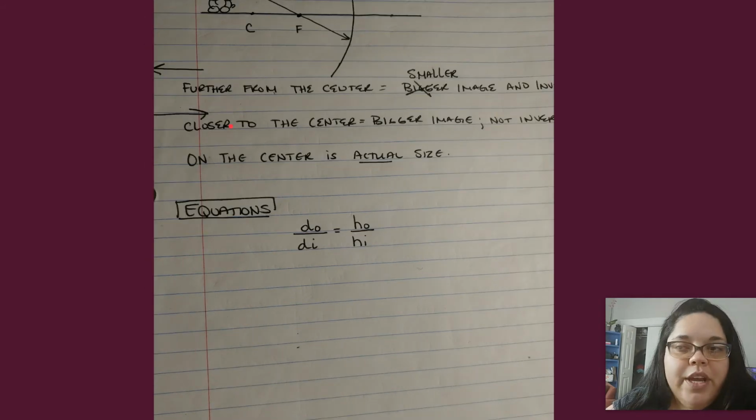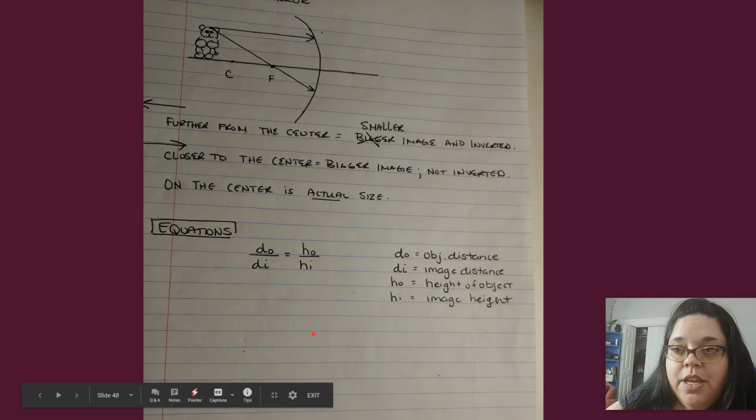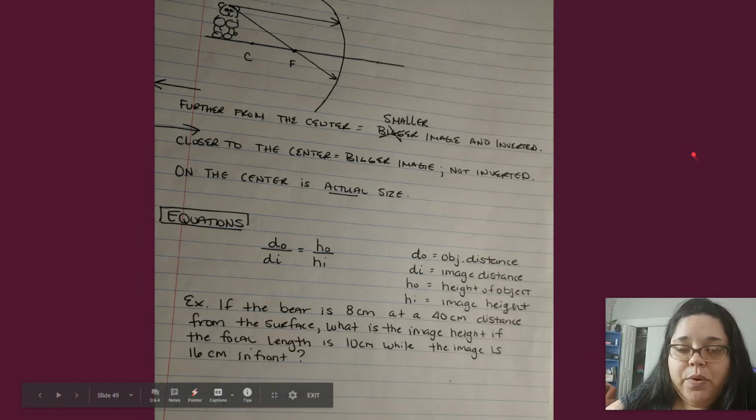So how do you figure out equations? Here's our equation, for mirrors. The object distance over the image distance is equal to the height of the object over the height of the image. So that's what all those are. DO is object distance, DI is image distance, HO is height of the object, and HI is the image height. So here's an example equation.